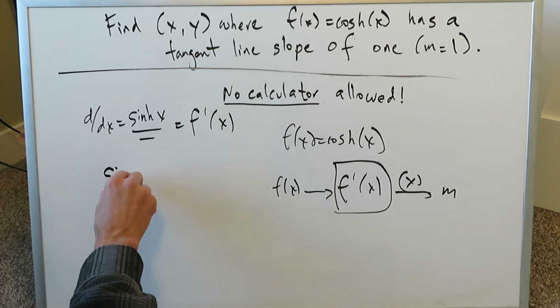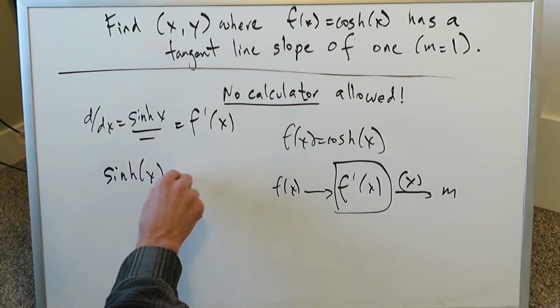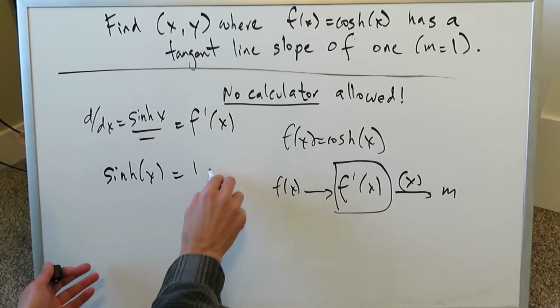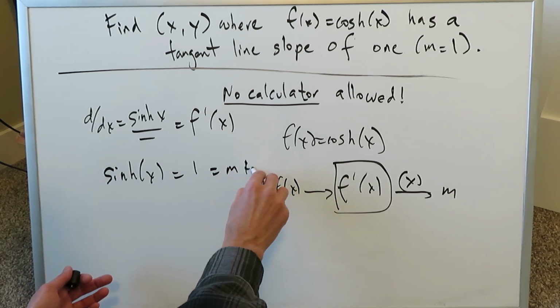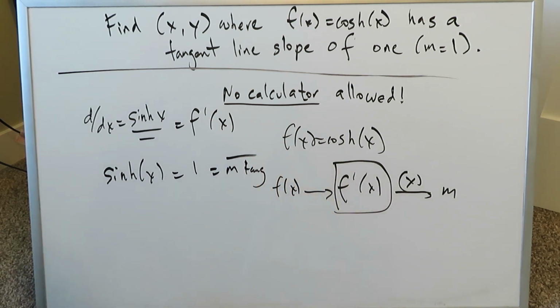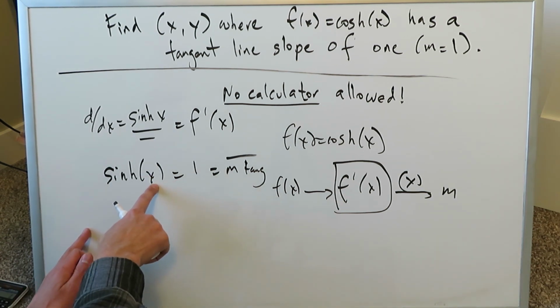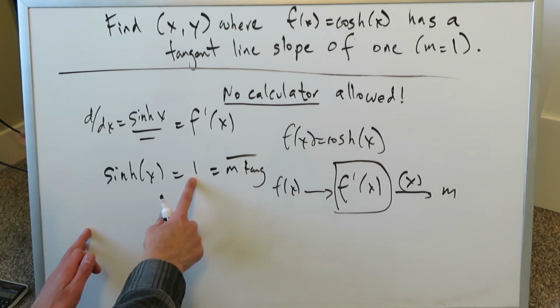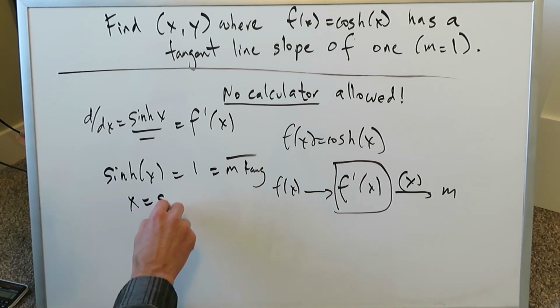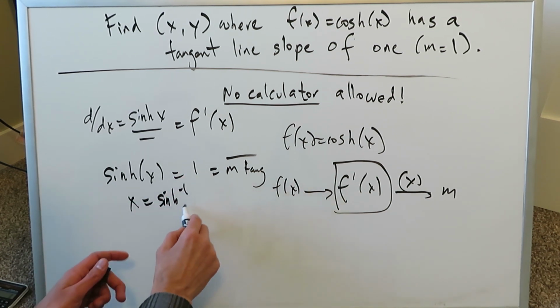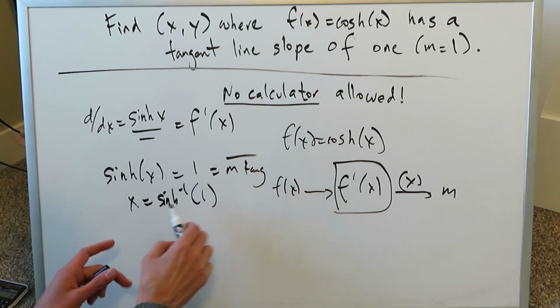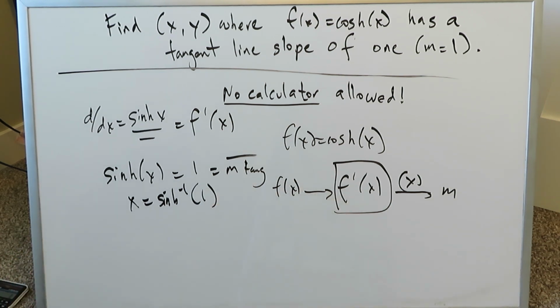If you were to plug in a specific value x here, you should have a value of 1, which would represent the slope of your tangent line. But how can we do this without using the calculator? Looking at this derivative expression, we plug in a specific x value such that we'll get a value of 1. Here x would be equal to inverse hyperbolic sine of 1. But we cannot use a calculator, so what do we do over here?